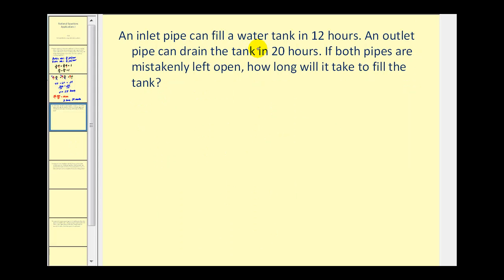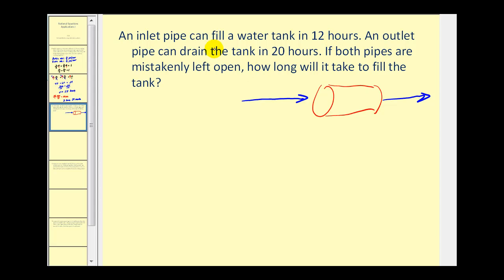An inlet pipe can fill a tank in 12 hours. An outlet pipe can drain the tank in 20 hours. If both pipes are mistakenly left open, how long will it take to fill the tank? So what's happening here, we have water coming in and also water going out. Let's go ahead and determine the rates.